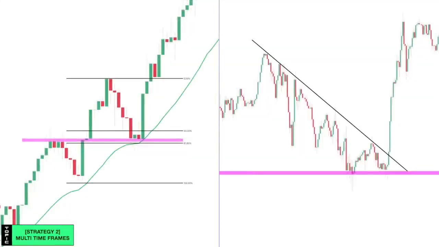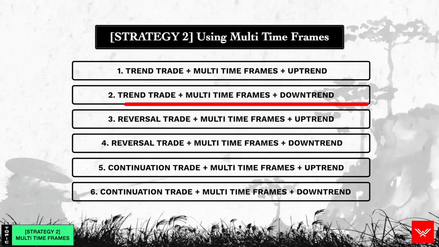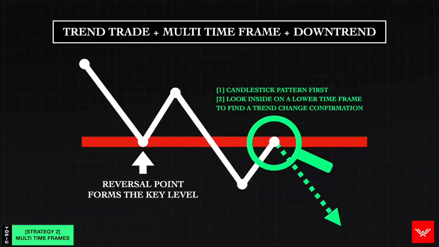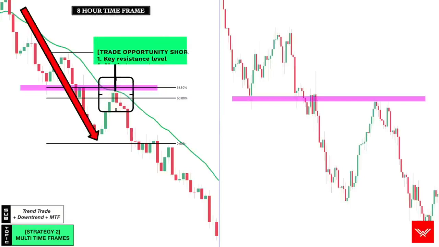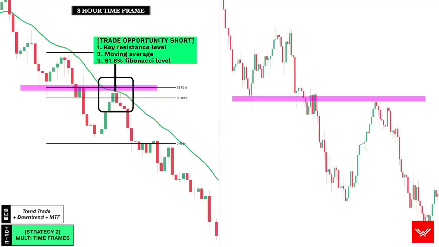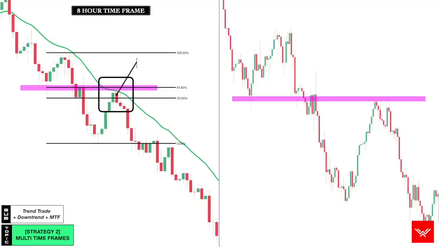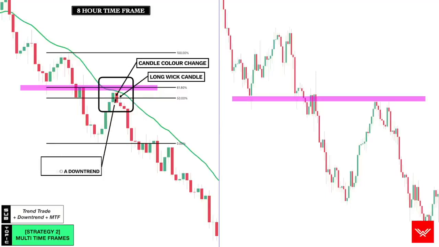So now, going in the opposite direction: a trend trade in a downtrend using multi-timeframes. On the left is the 8-hour time frame. You had your moving downtrend and your short trade opportunity right here at the area of confluence. Once price pulled back to the area, you had a candle color change and one where the wick is sticking out. That's when you would look inside for a trend change and use a lower time frame such as the one on the right, which is the 2-hour time frame.